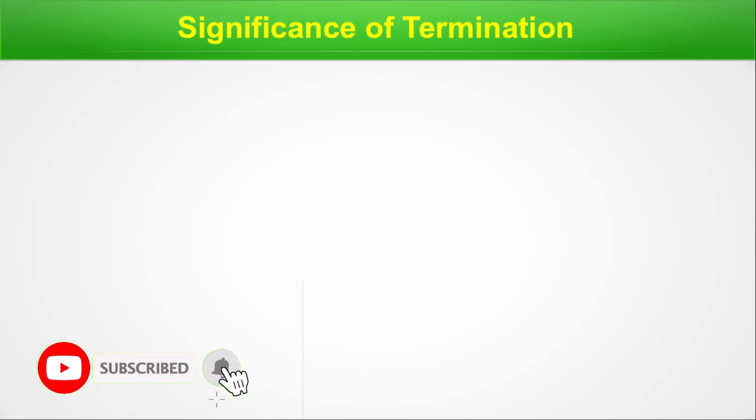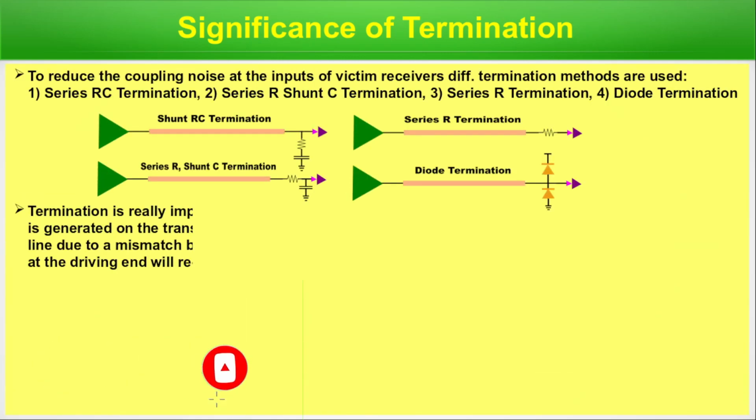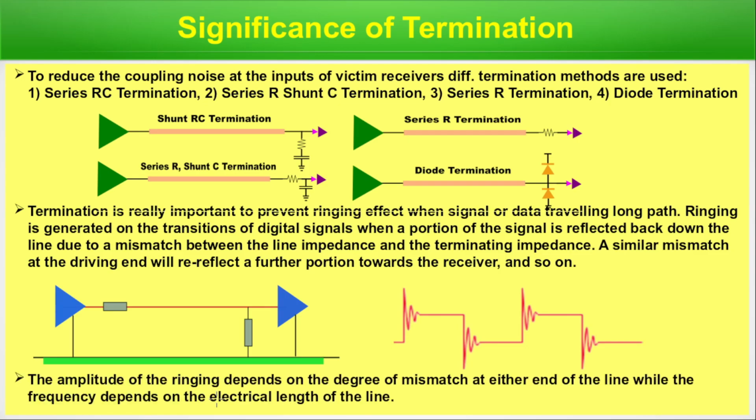Significance of termination. To reduce the coupling noise at the inputs of victim receivers, different termination methods are used, like shunt RC, series R, shunt series R, and shunt C, series R termination, and diode termination. There are different types of termination, and each of them has its own advantages. Depending on the usage, we select them. And termination is really important to prevent the ringing effect when a signal or data travels a long path.